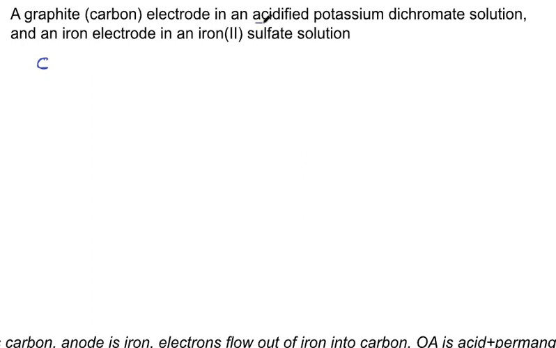In an acidified, if Chem 20 is fresh in your mind, you'll know that acidic means full of hydrogen ions. If you didn't know that, you know it now. Potassium dichromate solution. That's an ionic compound. It dissolves into potassium ions and dichromate ions.